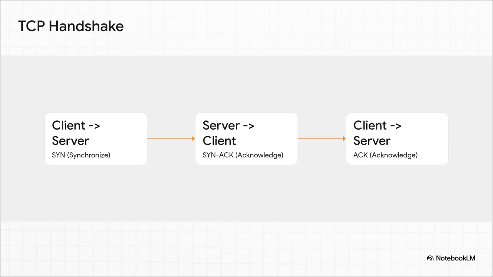Now, how does TCP make that guarantee? It doesn't send any data until it establishes a solid connection using something called a three-way handshake. It's like a quick phone call. Your computer sends a SYN packet, which is like saying, hey, you there? The server replies with a SYN-ACK, which means, yep, I'm here and I hear you. Finally, your computer sends one last ACK saying, great, I hear you too, let's talk. Now the connection is stable and they can start sending the actual web page data back and forth reliably.